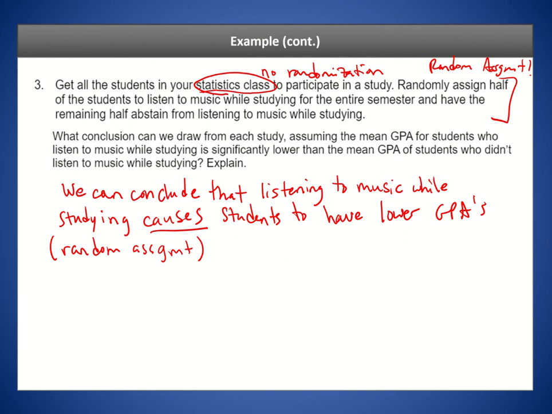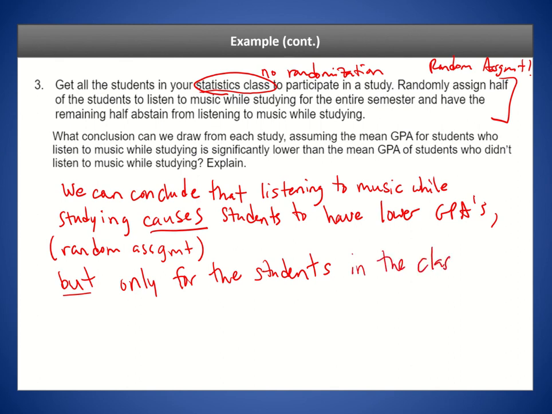And now the idea is, but. The only thing about this conclusion is it can only be applied to the students in this class. But this is only for the students in the class, and this is because of lack of randomization. So it's good that we were able to conclude cause and effect, but we won't be able to apply it to other students as a whole.